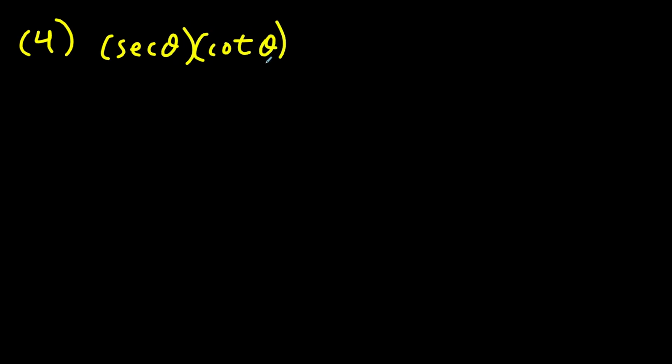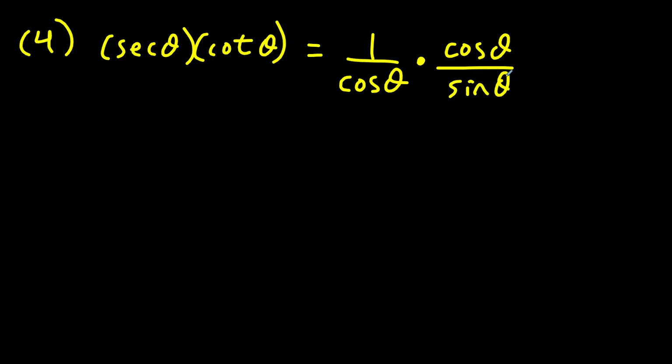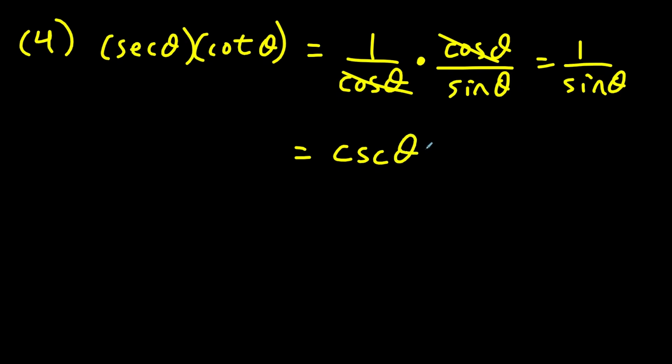So for the next set of questions, we'll up the difficulty a bit. Let's say for question 4, we have secant theta times cotangent theta. For something like this, we have to transform both expressions. Secant theta is equal to 1 over cosine theta, and cotangent theta is equal to cosine theta over sine theta. And then from here, cosine over cosine cancels, leaving us with just 1 over sine theta. But this isn't as simple as we could write it. We could simplify this a little bit more. The identity for 1 over sine theta is cosecant theta. So this will simplify question 4.